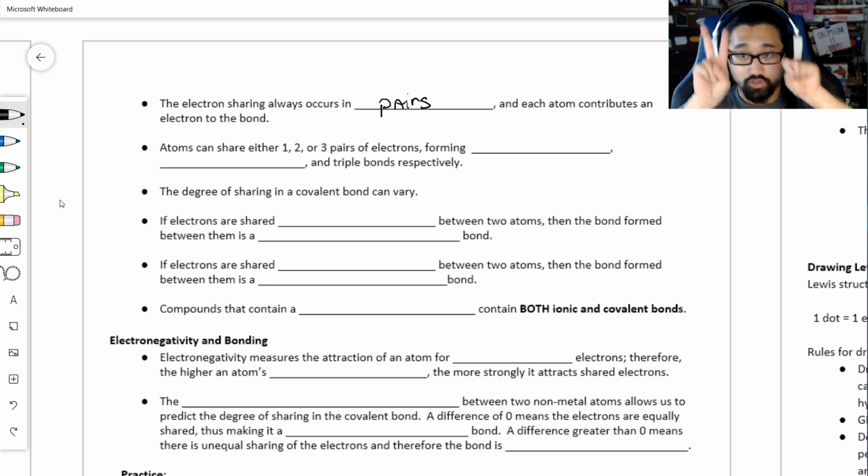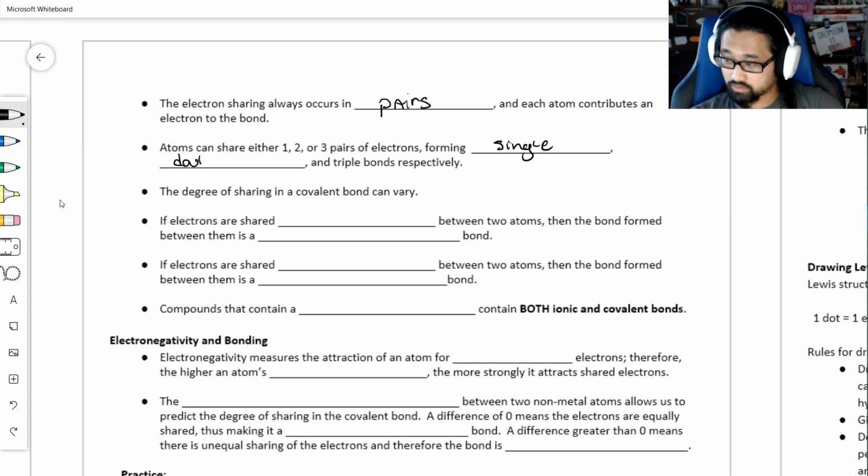If you share 2 electrons, it's called a single bond. If there are 4 electrons going back and forth, then we call it a double bond. If there are 6 electrons going back and forth, then we call it a triple bond. So if you share 1, 2, or 3 pairs of electrons, you will form single, double, or triple bonds, respectively.